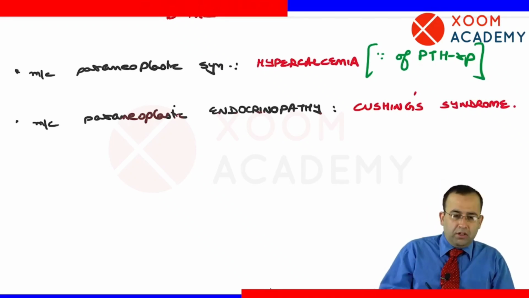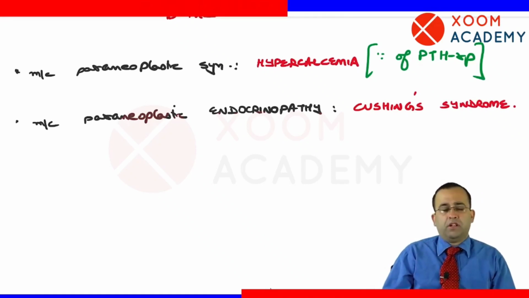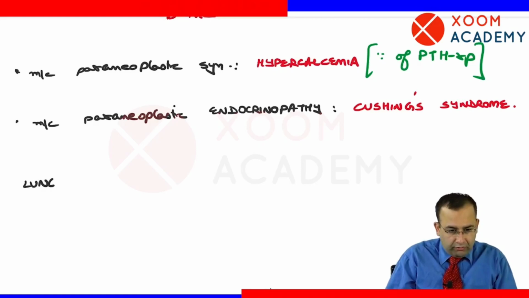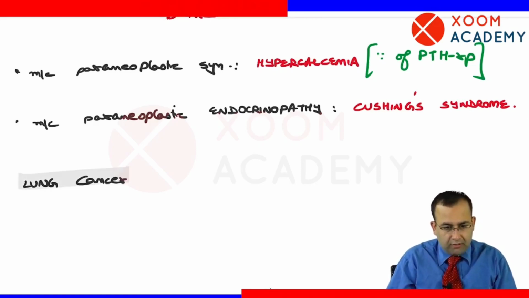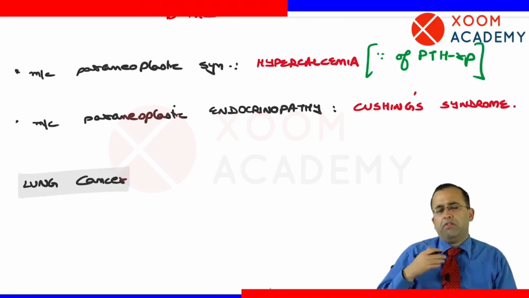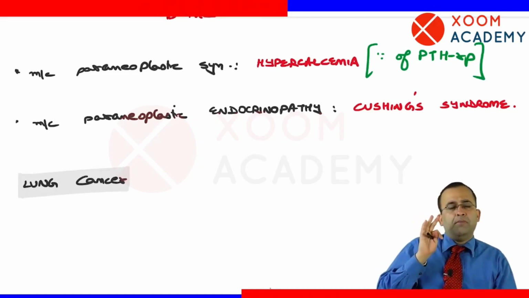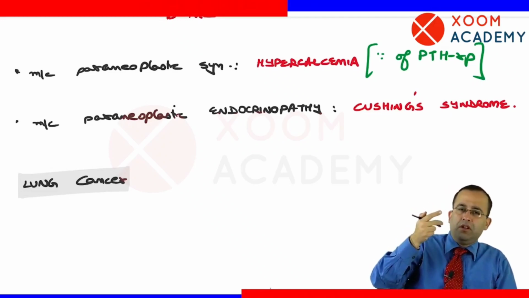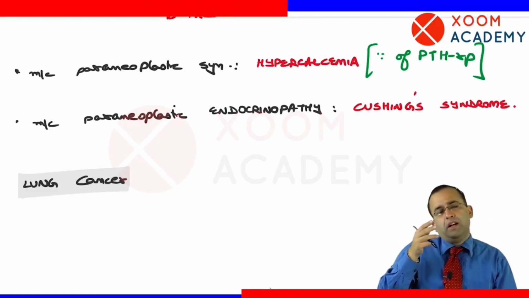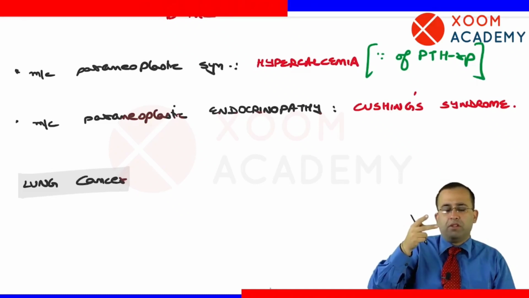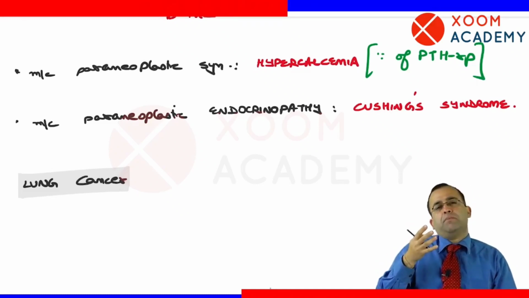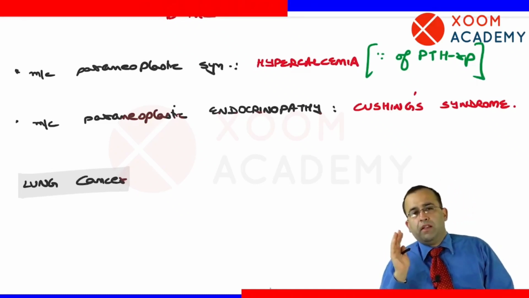Let us first start with paraneoplastic syndromes associated with lung cancer. Whenever we talk of lung cancer, three main cancers come to our mind: squamous cell carcinoma, small cell carcinoma, and adenocarcinoma. Fourth type is large cell carcinoma. So, squamous, small cell, adeno, and large cell carcinoma.